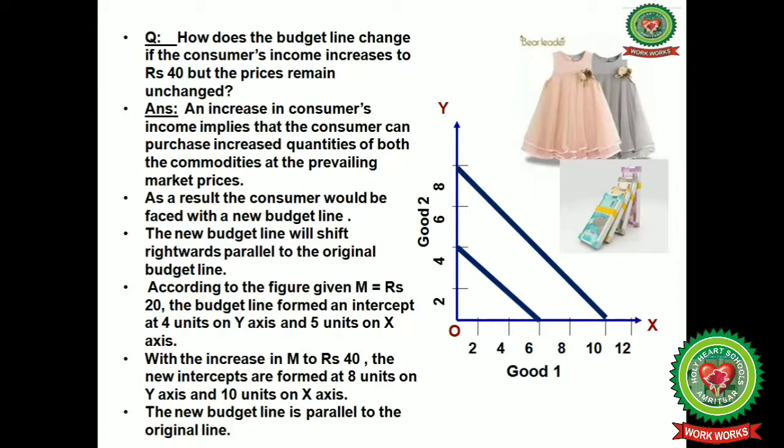According to the figure given, money is equal to rupees 20 and the budget line forms intercepts at 4 units of good 2 and 5 units of good X. Now next one is, with the increase in the money to rupees 40, what happened? New intercepts are formed at 8 units of Y and 10 units of X.